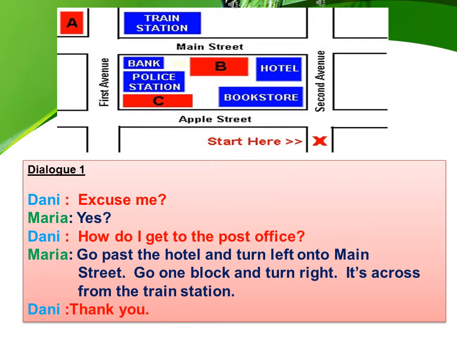Danny: Excuse me, Maria? Maria: Yes. Danny: How do I get to the post office? كيف يمكنني أن أصل إلى مكتب البريد؟ Maria: Go past the hotel and turn left onto Main Street. Go 1 block and turn right. It's across from the train station.